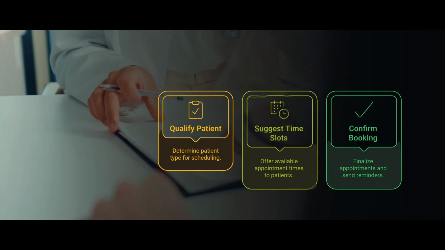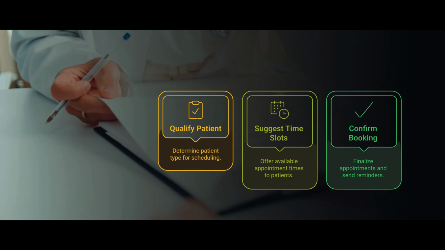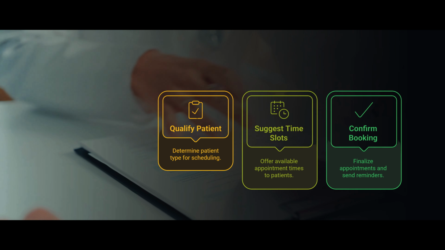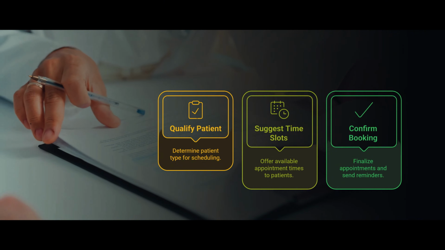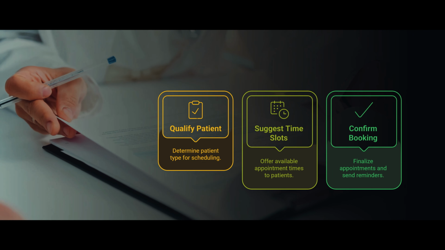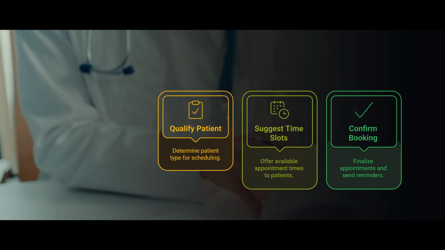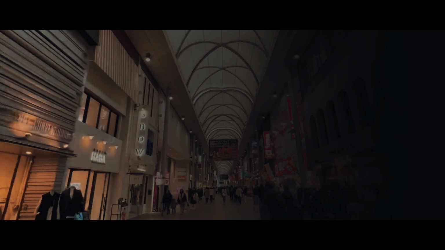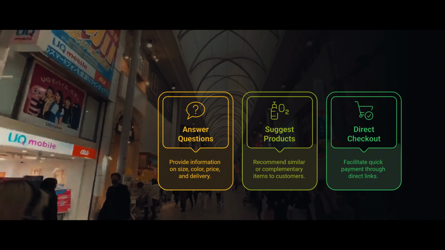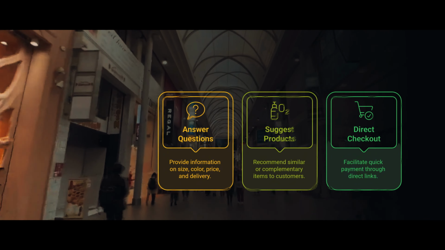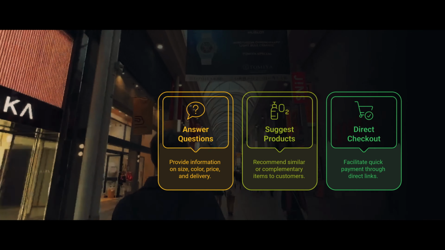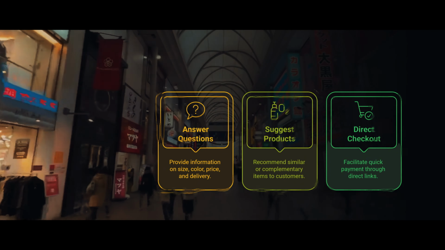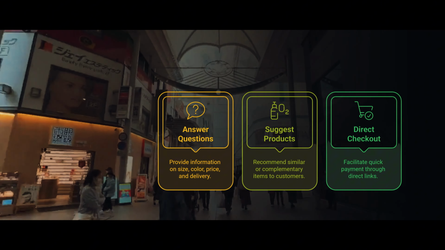Practical examples by niche: medical clinics and private practices. Agent's goal: schedule and confirm appointments with minimal friction. AI subtasks: qualify the patient, new or returning, specialty. Suggest available time slots. Confirm booking and send reminders. Clothing and shoe stores. Agent's goal: drive the customer to complete the purchase quickly. AI subtasks: answer questions about size, color, price, and delivery. Suggest similar or complementary products. Send direct checkout or payment links.